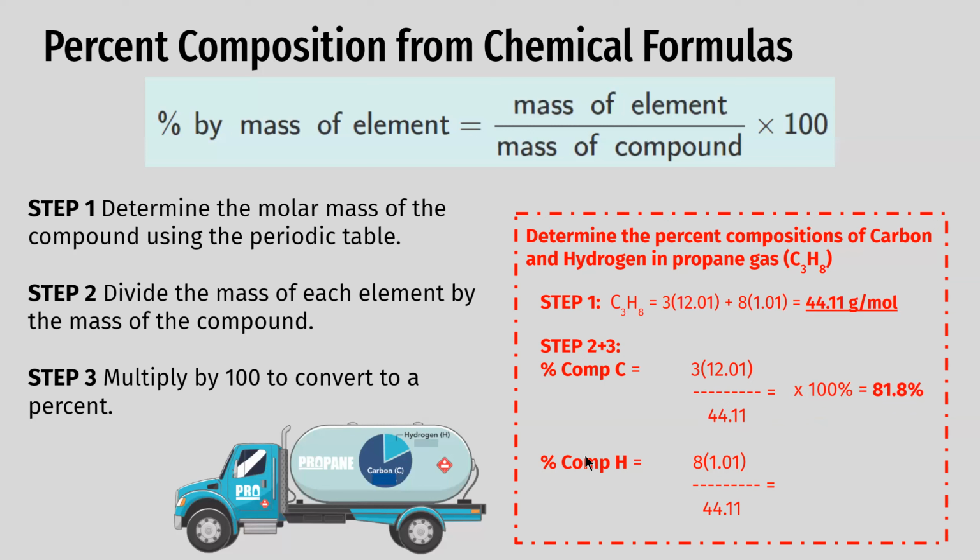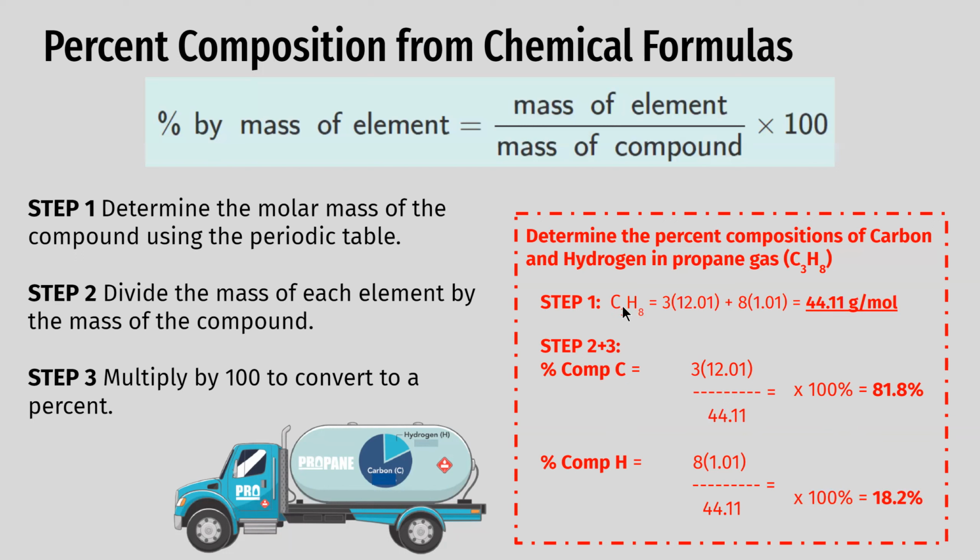If we did the same thing for hydrogen now, using the 8 hydrogens, each of which has a mass of 1.01, and then we divide that by the total mass, 44.11, that we determined up here, multiply that by 100, what we find is that hydrogen in C3H8 makes up a percent composition of 18.2%.